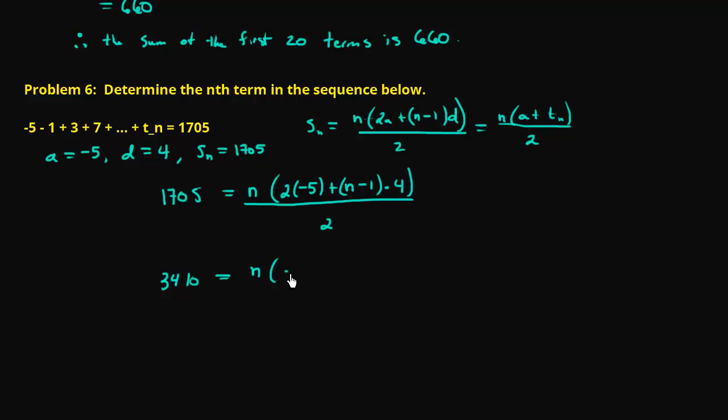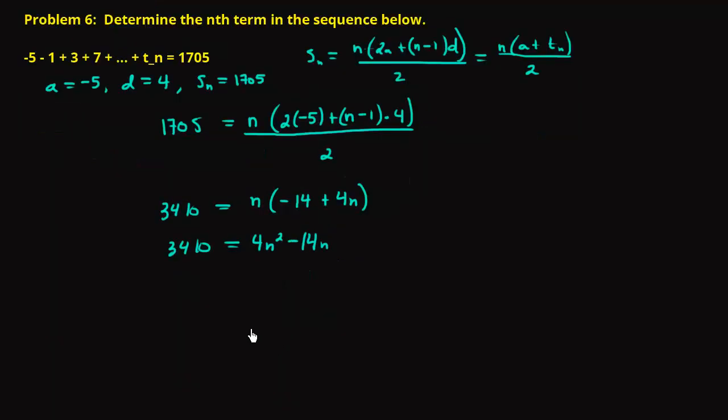-10 minus 4 is minus 14. And then we would have plus 4n all over 2. Actually, not all over 2, because I already multiplied both sides of the equation by 2 to clear the fractions. So if we expand this out, we get 4n squared minus 14n is equal to 3,410.